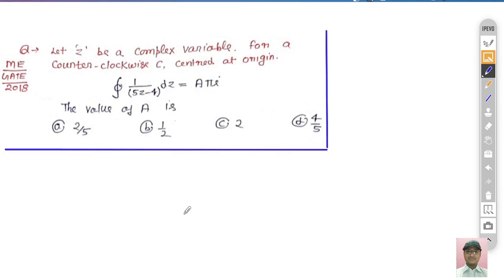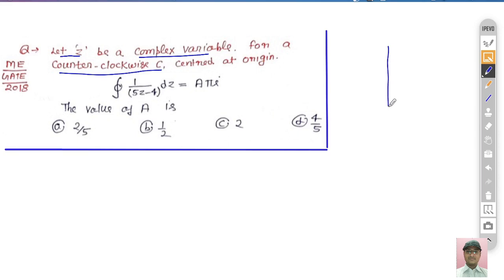Yes, this second problem was asked in GATE 2018 in the mechanical branch, right? And one more thing, you should cross-check it because there are several sets, so maybe it will be in set number 1, 2 or 3. Now the question is: let z be the complex variable. For a counterclockwise circle C, centered at the origin, there is no problem with counterclockwise. So this is basically centered at the origin, as given.